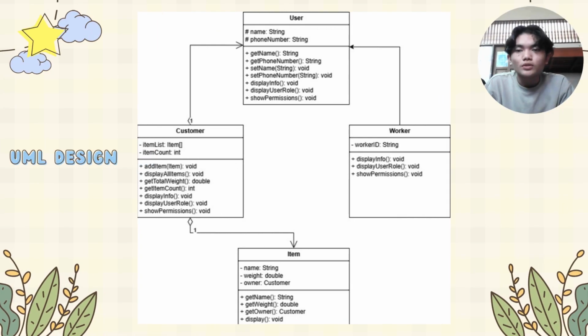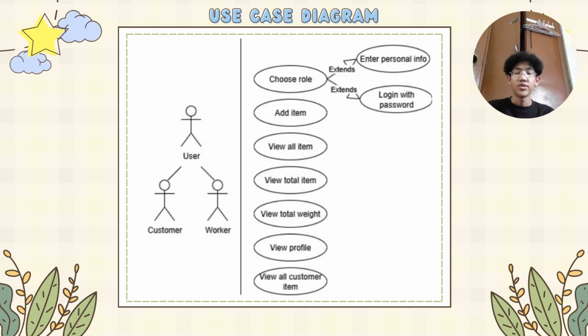Right, so this is our UML design. The first class at the top you can see is the user, which will be the superclass, and then we have two classes next to it, customer and worker, that inherit from the user class. We also have item that has a relationship with customer, which is an aggregation of one to many, where one customer can have many items.